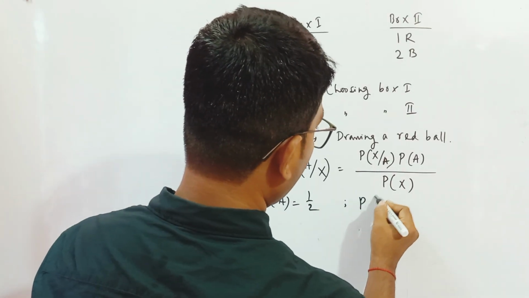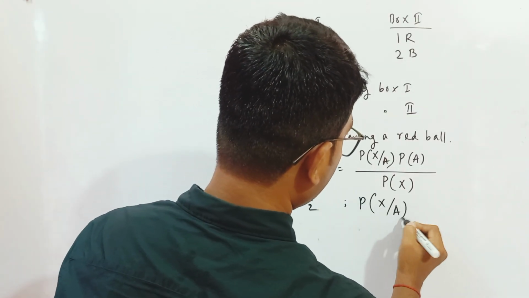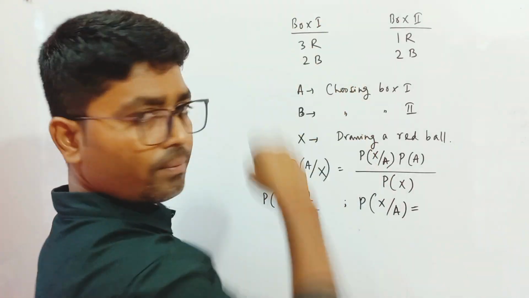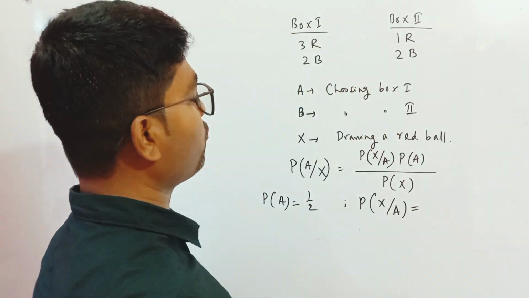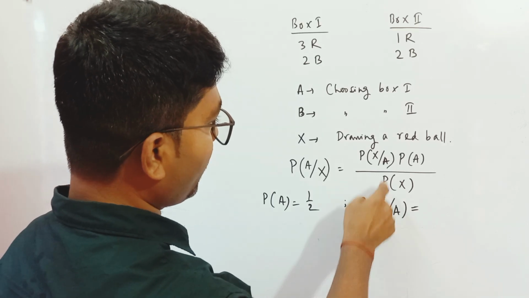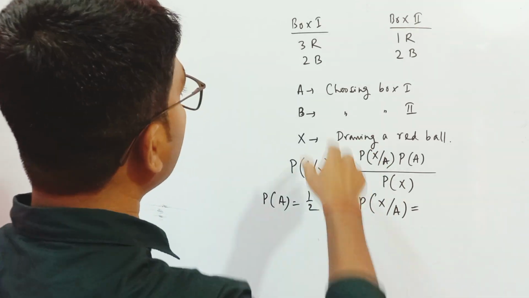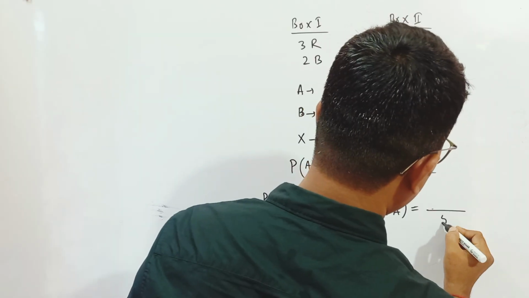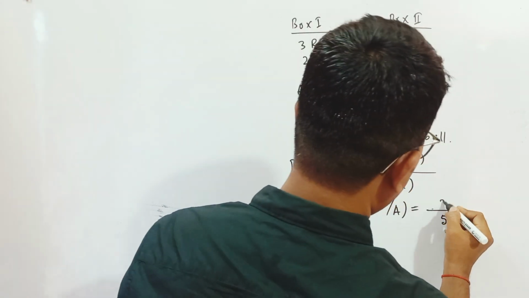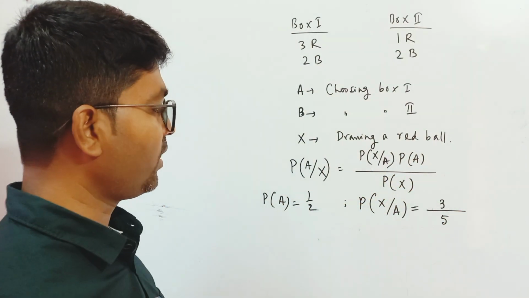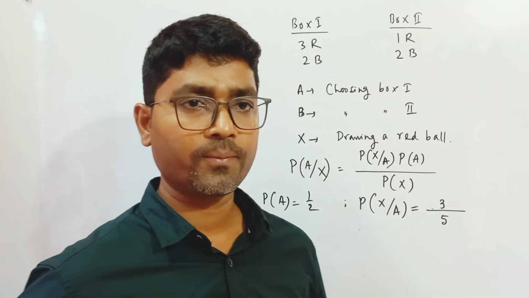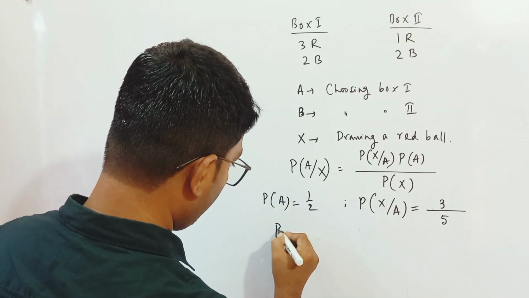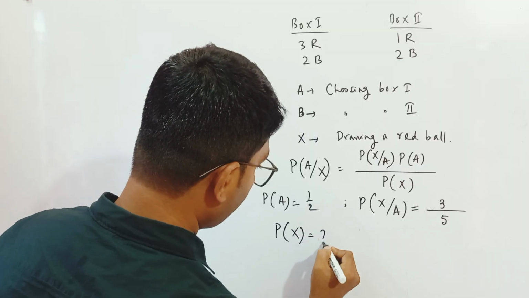And what is P(X|A)? That is, when you select box 1, what is the probability of getting a red ball? There are 3 red balls and 2 blue balls, so the total is 5 balls and red balls are 3. So P(X|A) equals 3 by 5. Now we have to calculate P(X).